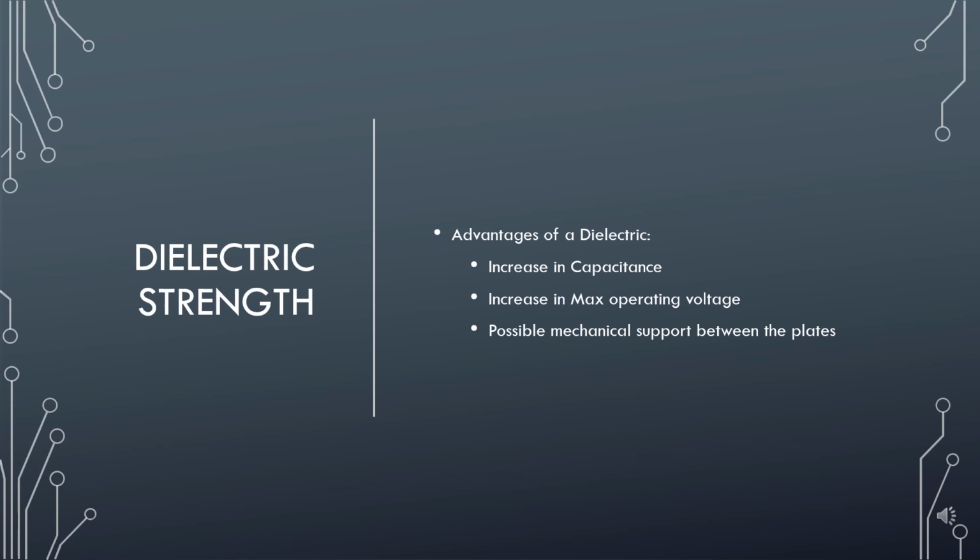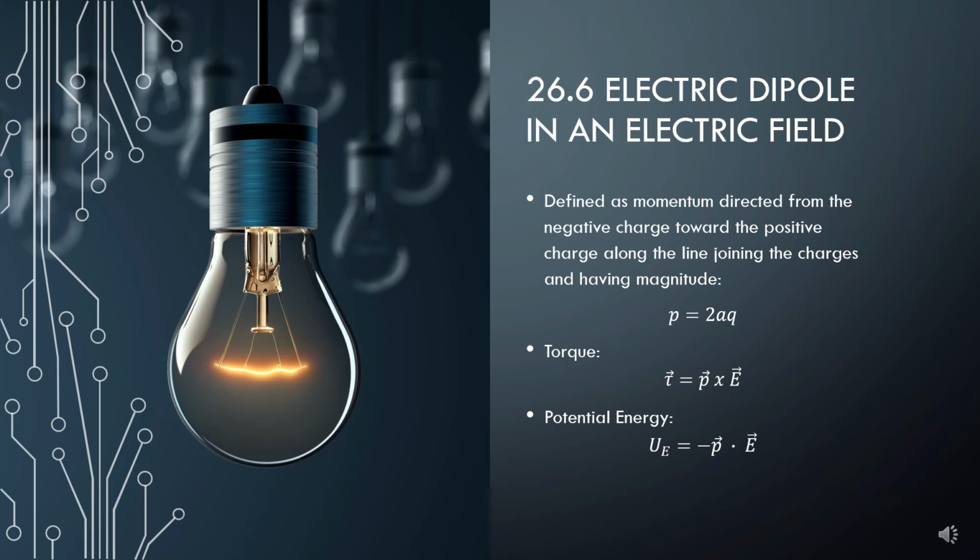Dielectric strength. The maximum voltage that can be applied to a capacitor without causing a discharge depends on the dielectric strength, or maximum electric field of the dielectric. Where the magnitude of the electric field in the dielectric exceeds the dielectric strength, the insulating properties break down, and the dielectric begins to conduct. The advantages of a dielectric are an increase in capacitance, an increase in max operating voltage, and possible mechanical support between the plates, which allows the plates to be closer together without touching, thereby decreasing distance and increasing capacitance.